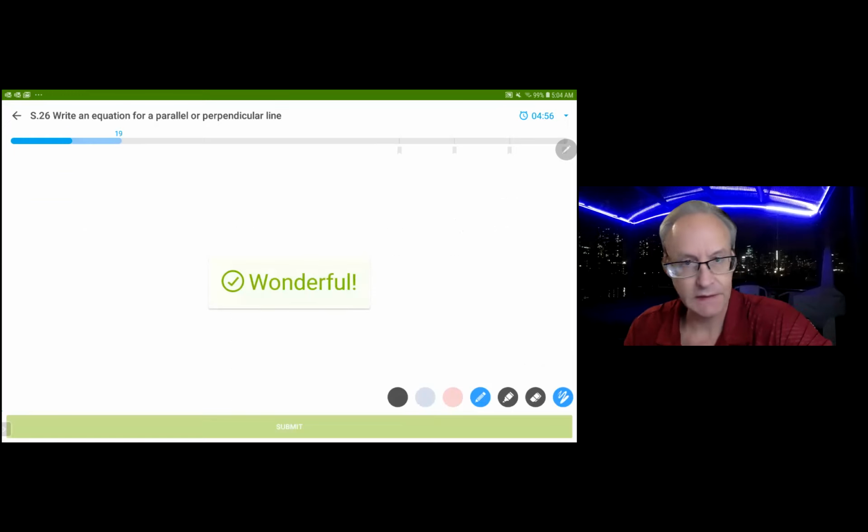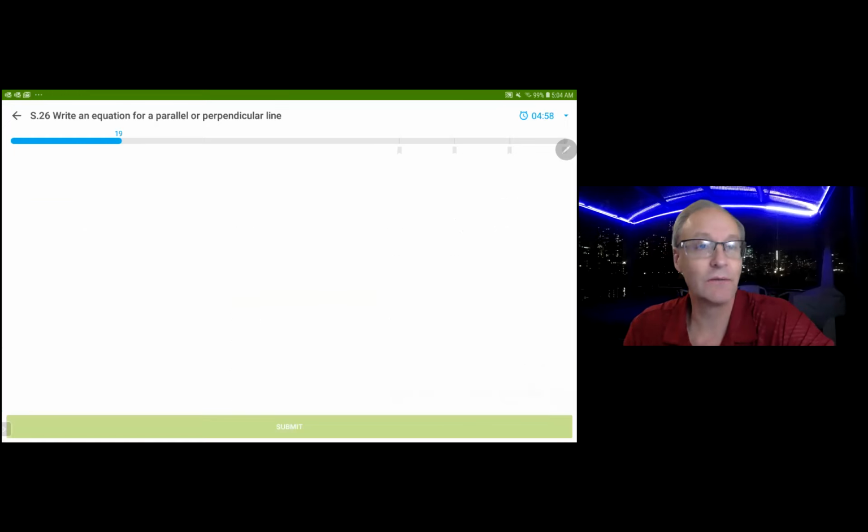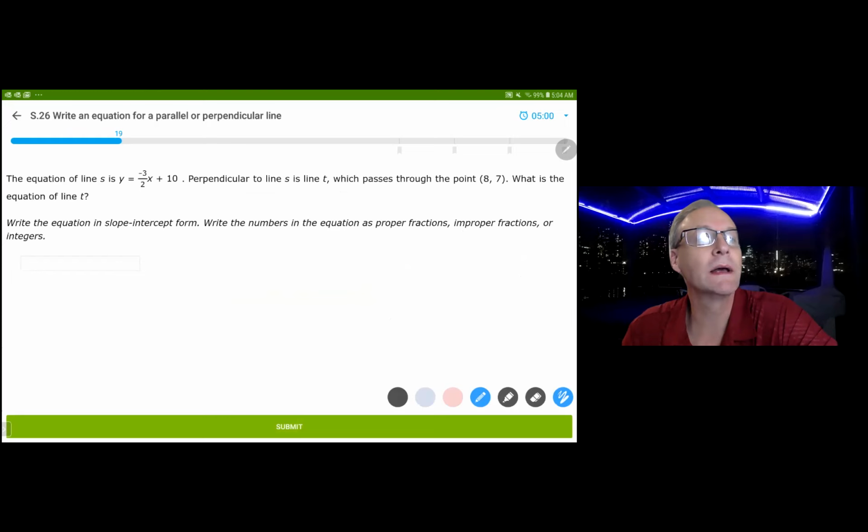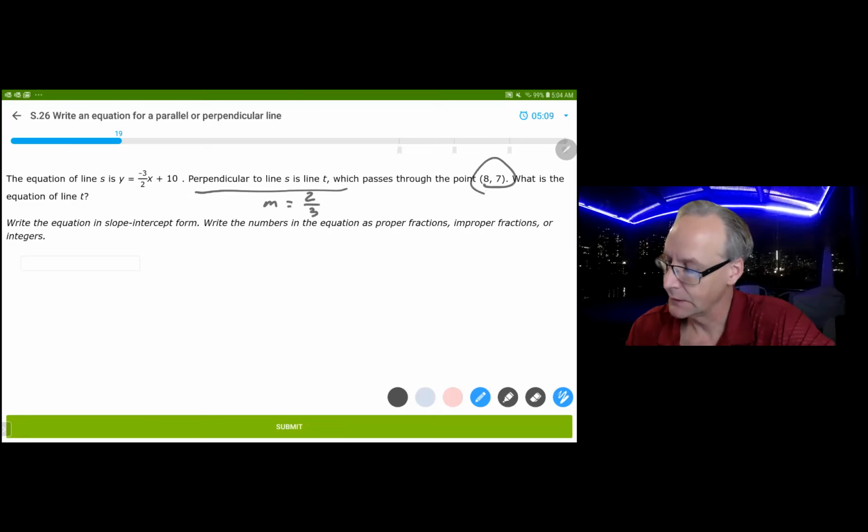I suspect that they're going to give us harder fractions as we go along, but hopefully not. Hopefully some of them will work out nice. All right, we want it perpendicular again, so we're looking at a slope of 2/3. And this is the point we want. So we're going to go ahead and do the work, and I'll go ahead and show the fraction.